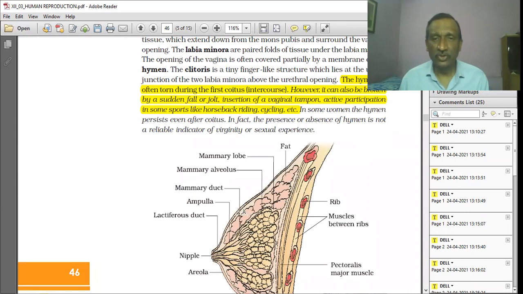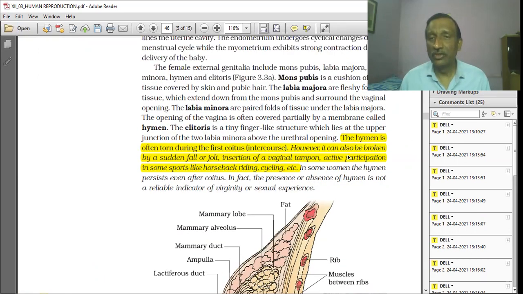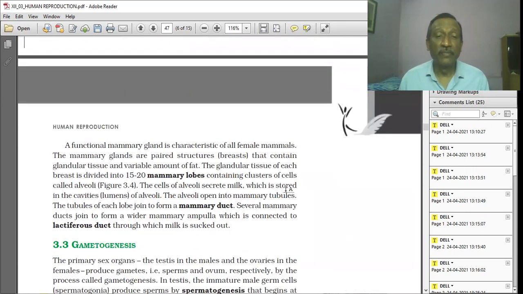These are fats which are shown in the pink color. Mammary lobes are given here, and these are alveolus. Okay? And mammary duct, and these are lactiferous ducts. So milk comes and is filled here, that is in the ampulla and mammary ducts and all. And when this particular part is pressed, the milk oozes out, milk comes out. Okay, so that is what is written here.